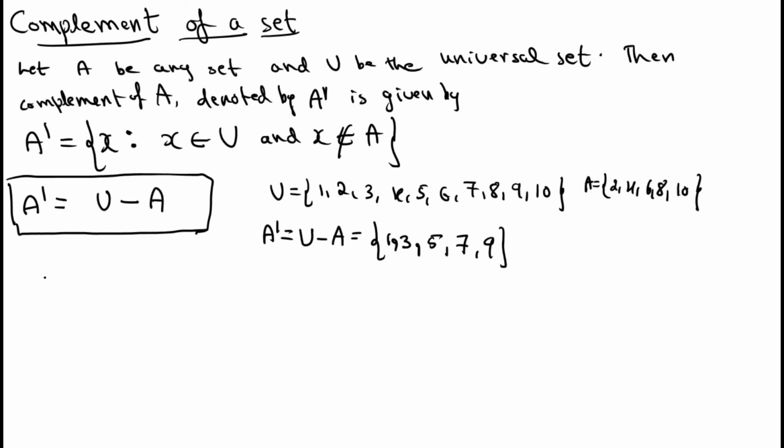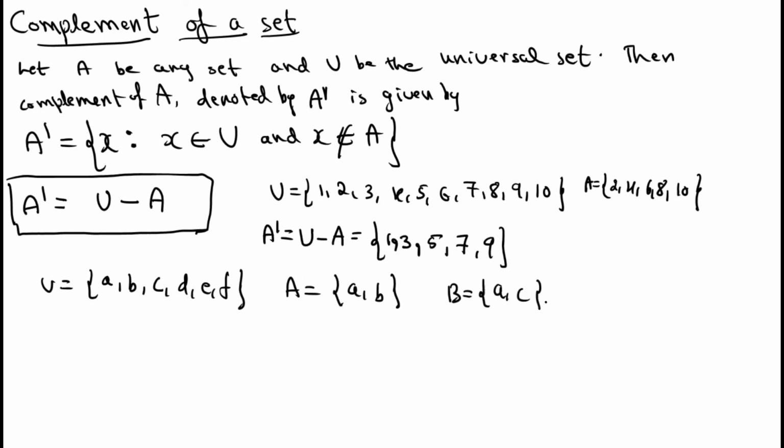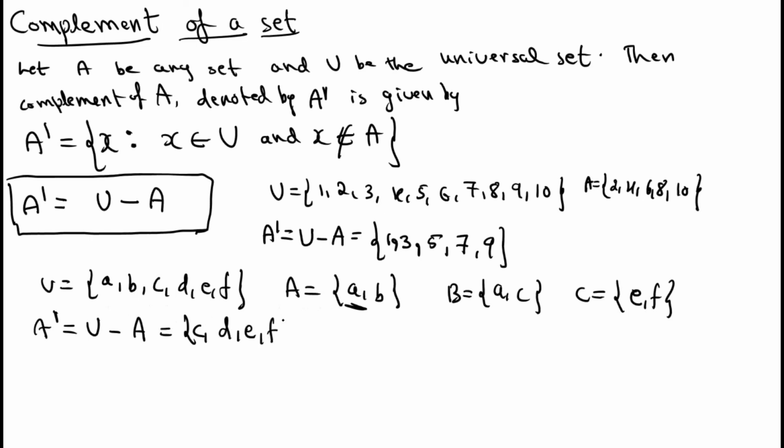Clear? Now take U equal to A, B, C, D, E, F, and take set A equal to AB, set B equal to AC, and set C equal to EF. First find A dash, A complement. A complement is equal to U minus A. A and B are in A, right? Write the remaining elements, that is C, D, E and F.